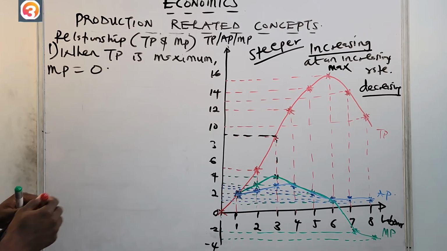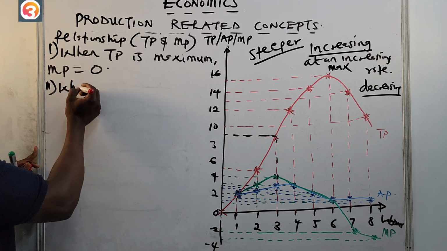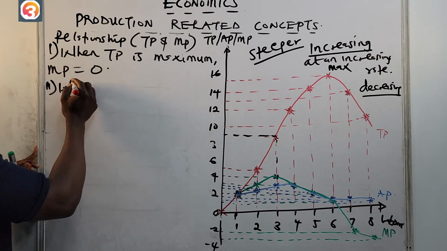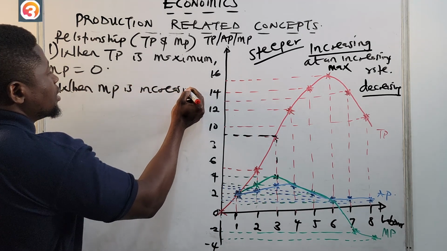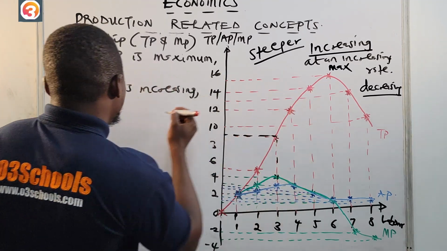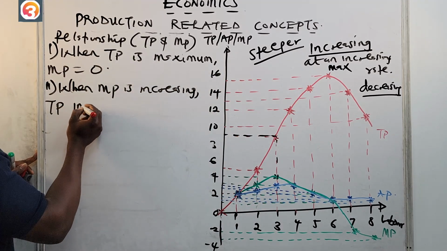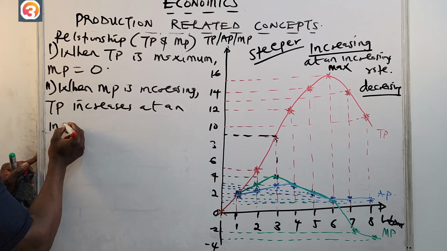All right. Now let us go. Another relationship you see here is that when MP is increasing, what will happen to TP? Okay, MP is increasing. What will happen to TP? TP increases at an increasing rate.